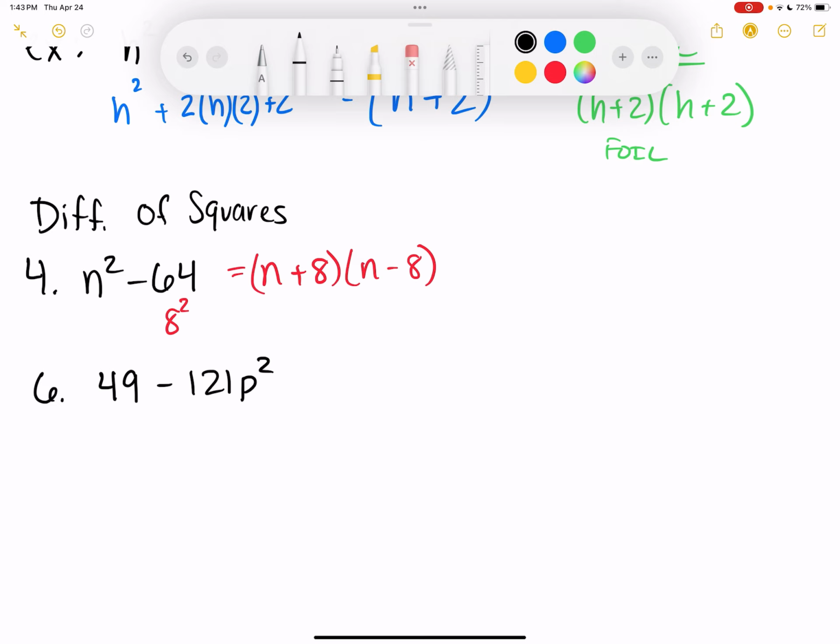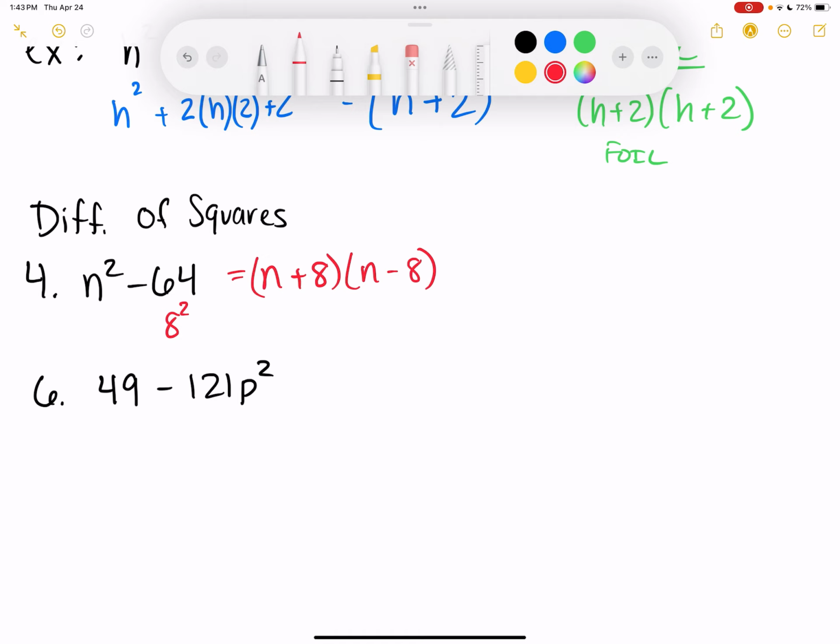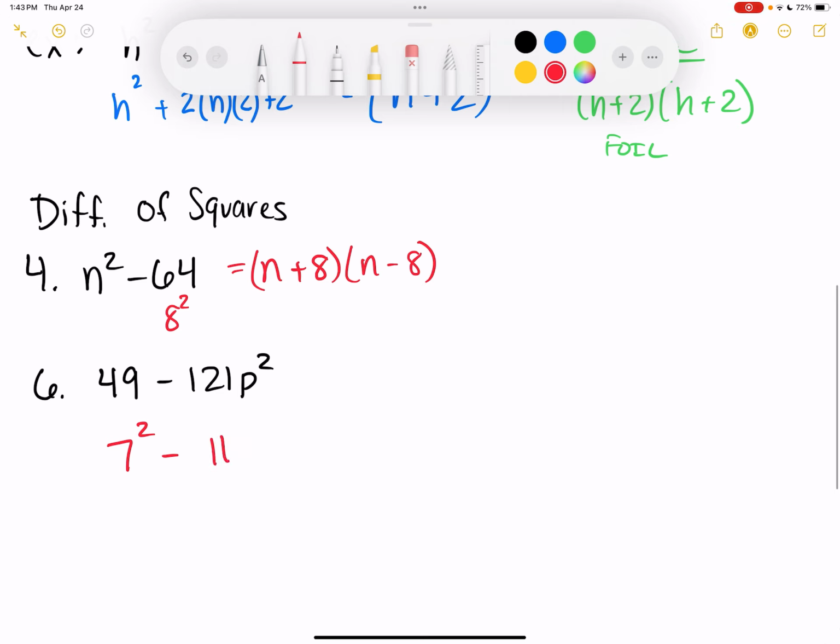So what squared is 49? 7. So I want to think about that as 7 squared minus what squared is 121? 11. So this is really 11p all squared. Okay, that would give us 121p squared. So now my difference of squares would be 7 plus 11p and 7 minus 11p.